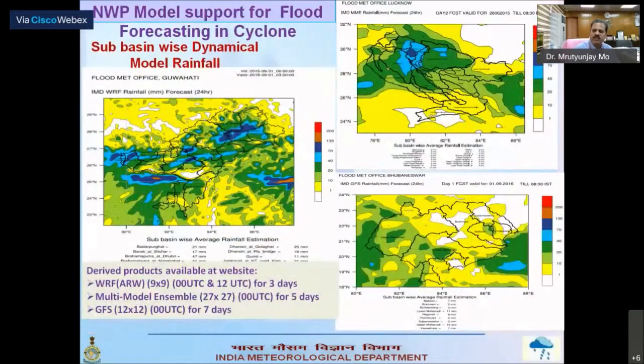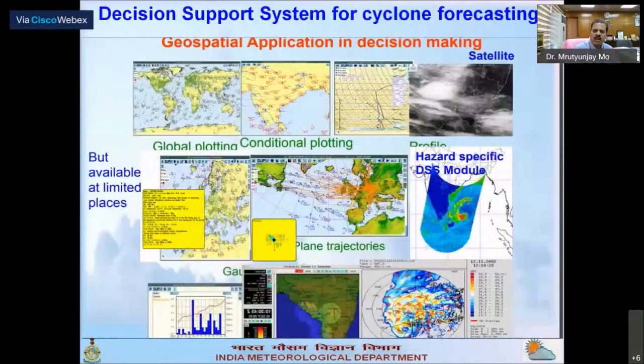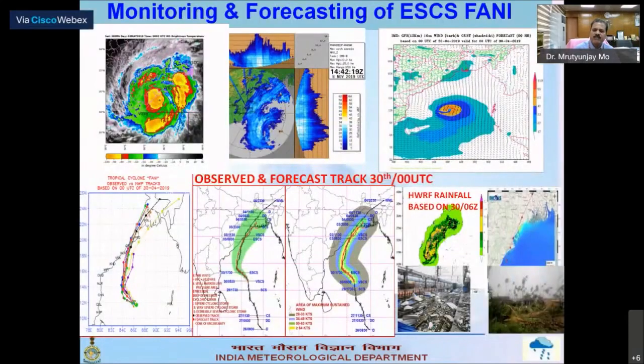For this purpose, we have various types of models, and based on these models, we provide the final consensus forecast. We have a very good decision support system to provide this type of forecast for the cyclones. This is an objective system where you can compare, comprehend, and analyze all types of observations and forecasts to reach a decision and communicate to the public. So this is another example of what we did in case of the cyclones.